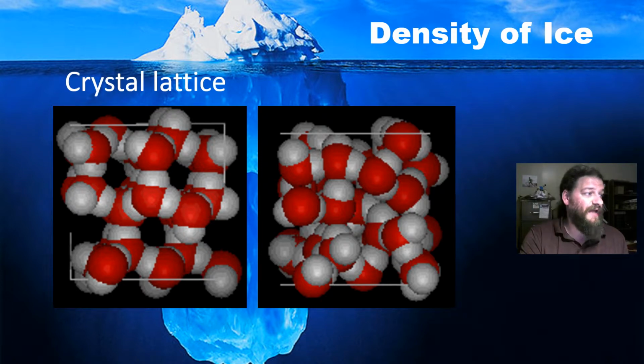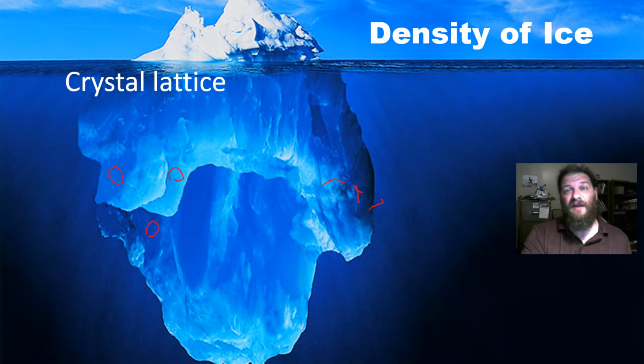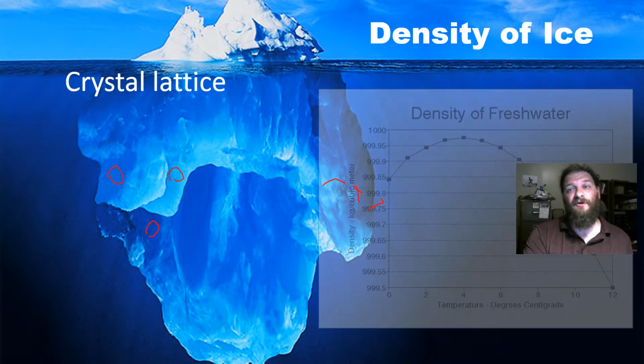Because in this crystal lattice structure, we have these spaces here. I've got a space here and a space here and a space here, spaces where we could fit more molecules. That makes the crystal lattice structure a little less dense than the close packed jumble that we have over here in the water that's just a little bit warmer than the crystal lattice. So that makes the ice less dense than the slightly warmer water that's just around it.